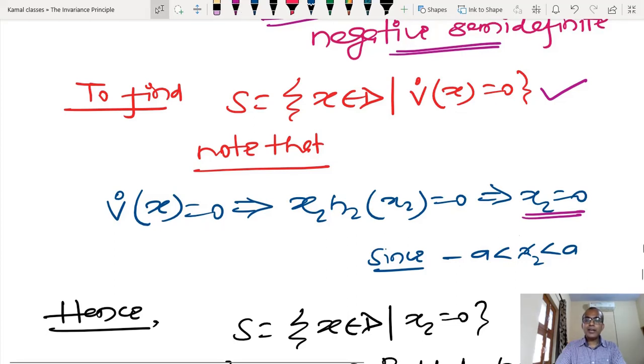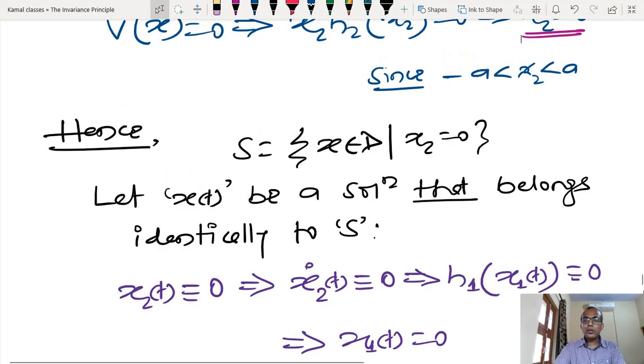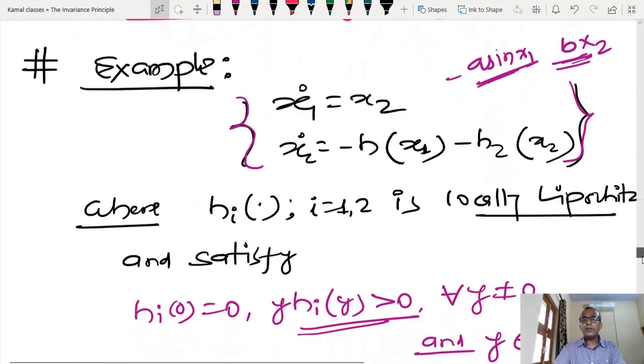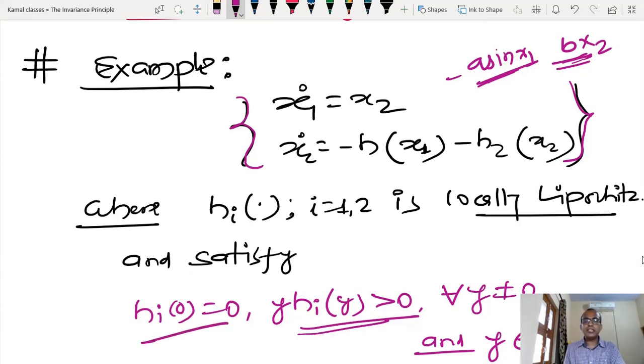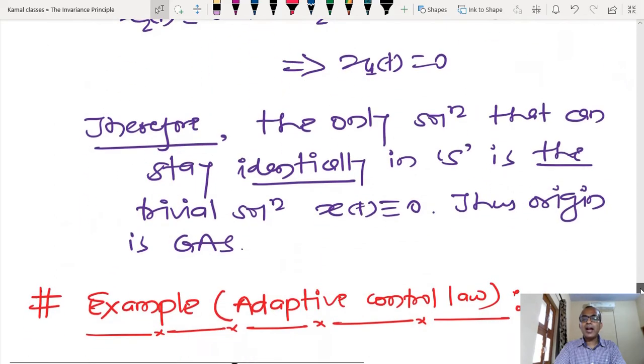It means that whatever S I defined in the previous theorem, that is the set where x belongs to D and x2 equal to 0. It means x1 not equal to 0 also lies inside this set, and since x2 is 0, I can also say that x2 dot equals 0. Now you can put x2 equal to 0 and x2 dot equal to 0 in the original equation, and then I have just one solution, h(x1) equal to 0. From the assumption h(0) equal to 0, I have only one solution, that is x1 equal to 0. Due to that reason, the largest invariant set is the equilibrium point, and the origin is locally asymptotically stable.